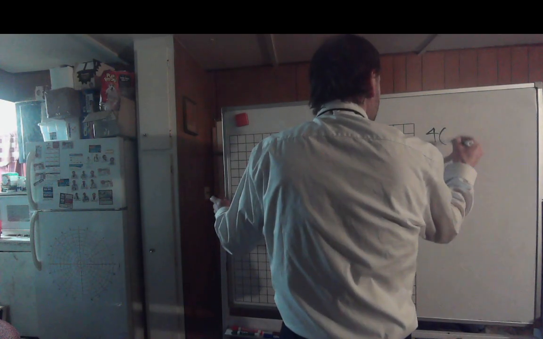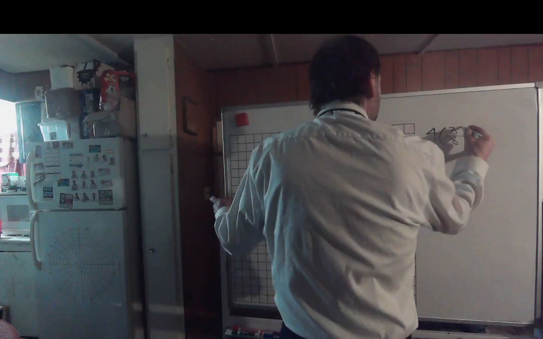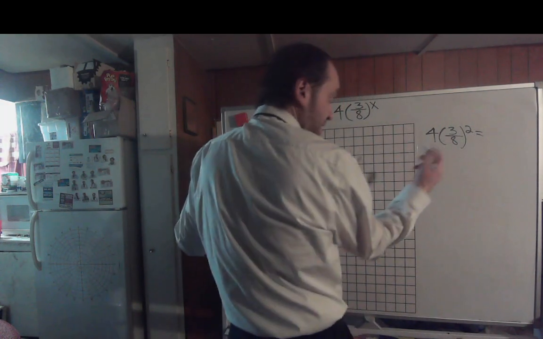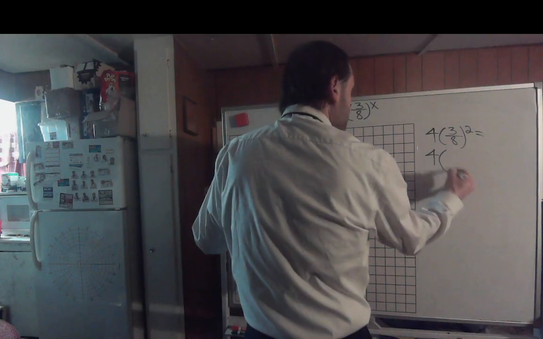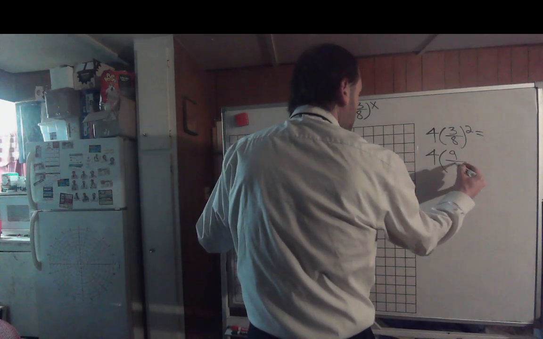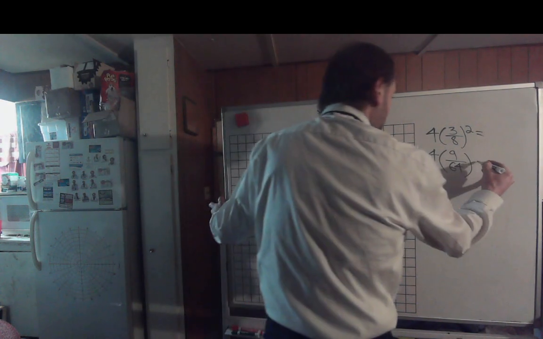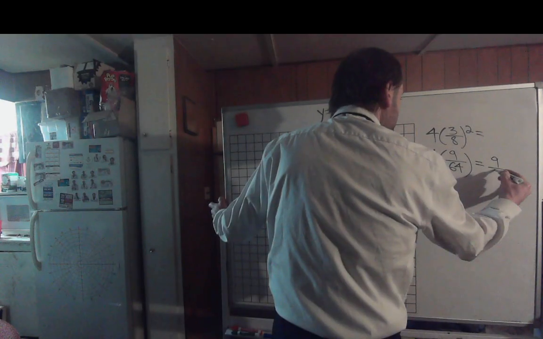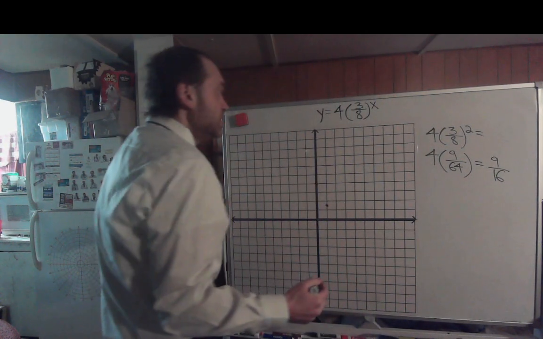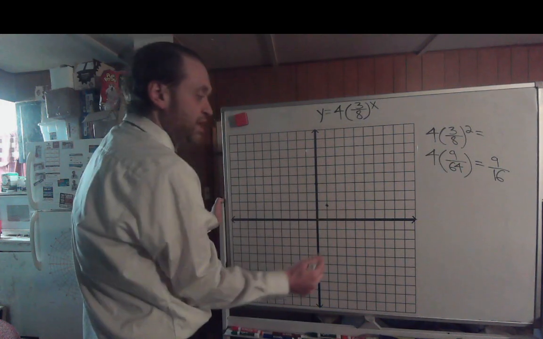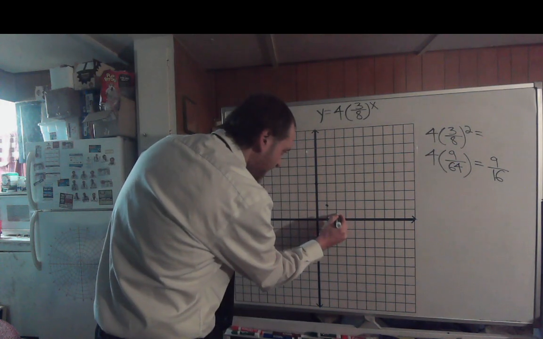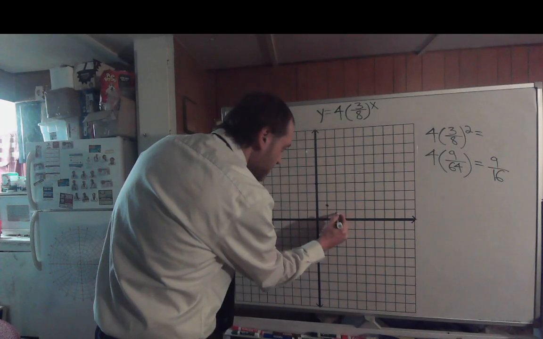4 times 3/8 raised to the second power. Well, 3/8 to the second power, that's going to be 9/64, right? What is 4 times 9/64? That's going to equal 9/16. So when x is 2, that'll be just a little over half for your y value.